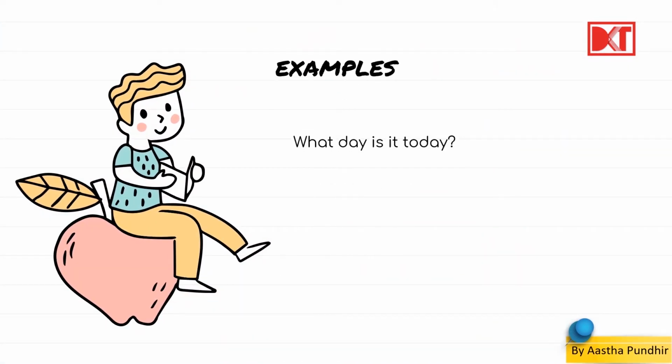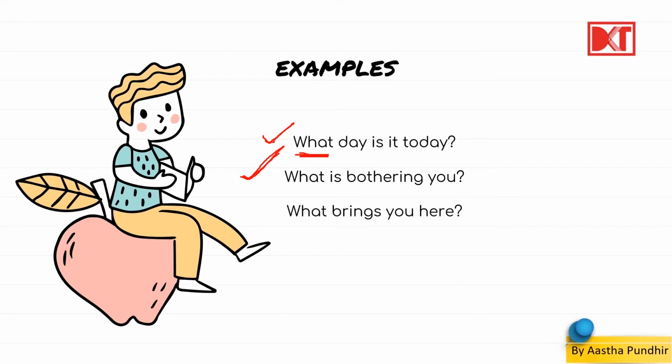Like here we have, what day is it today? We are asking about a specific day, that is today. So like, what day is it today? Specific thing we are asking. Then we have, what is bothering you? We are asking about a certain matter, like what is bothering you, which means asking about again a specific thing. What brings you here? Right, again asking for a specific thing.